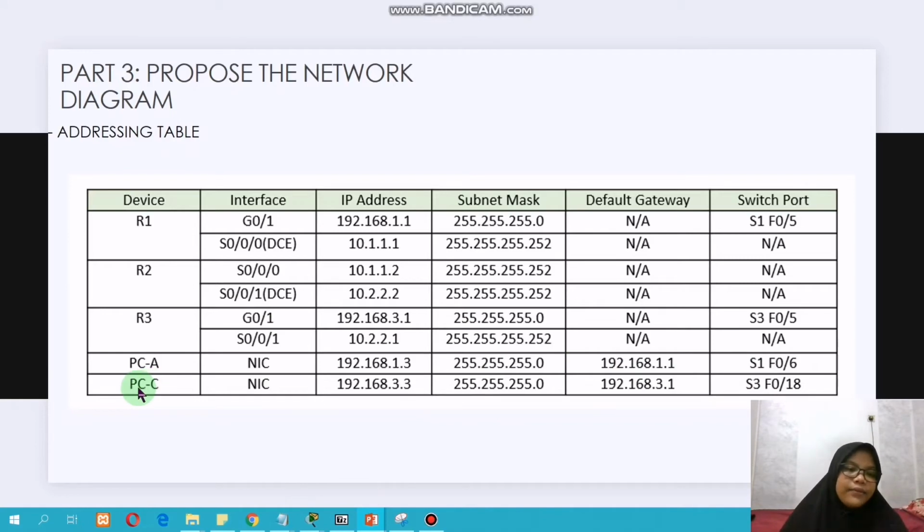For the last device, PCC or server, my IP address is 192.168.3.3 and the subnet mask is 255.255.255.0, and the default gateway is 192.168.3.1, and I'm using switch port F0/18 on switch 3.